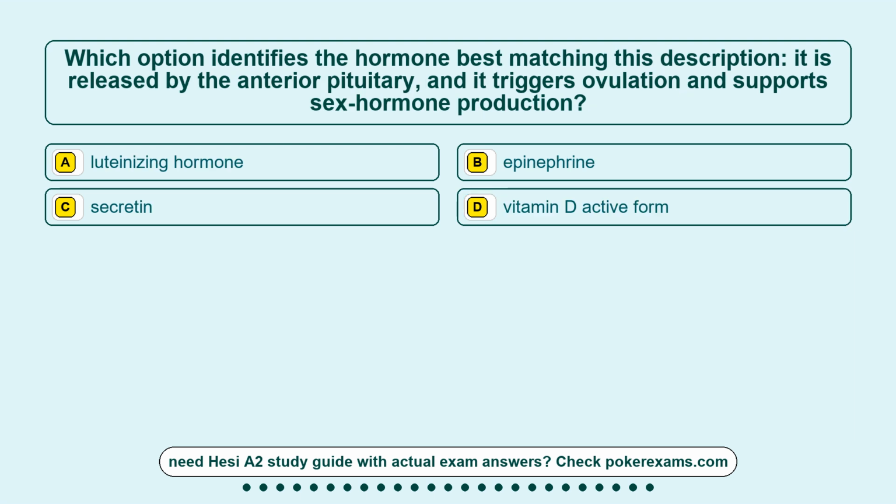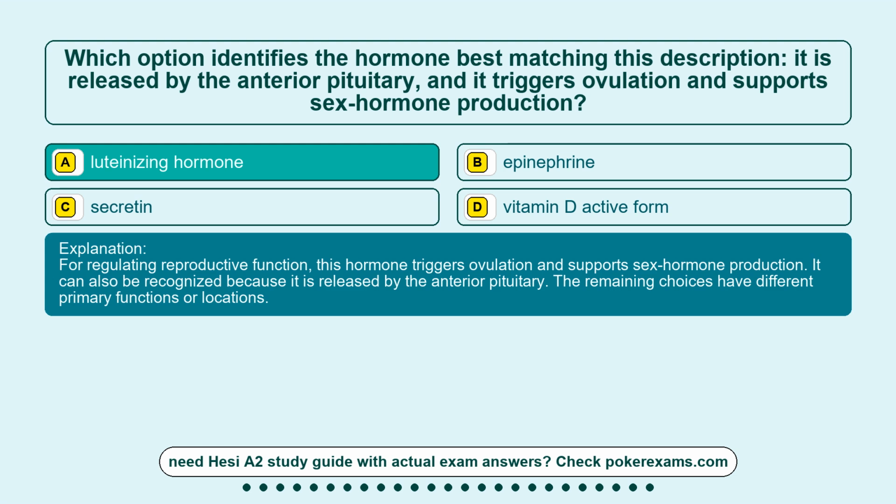Question 16. Which option identifies the hormone best matching this description? It is released by the anterior pituitary, and it triggers ovulation and supports sex-hormone production. Option A, luteinizing hormone. Option B, epinephrine. Option C, secretin. Option D, vitamin D active form. The correct answer is option A, luteinizing hormone.